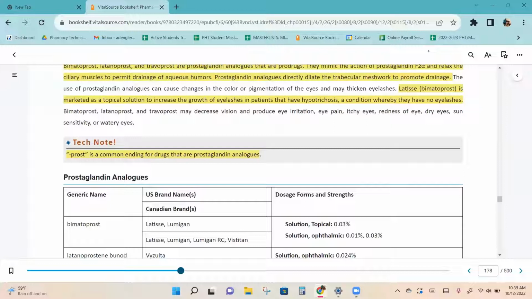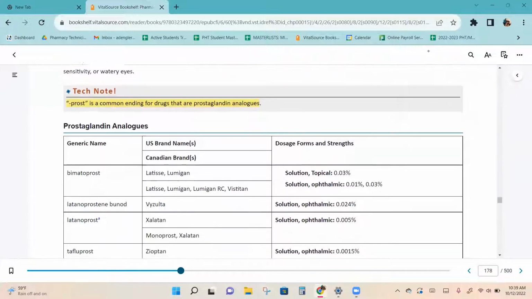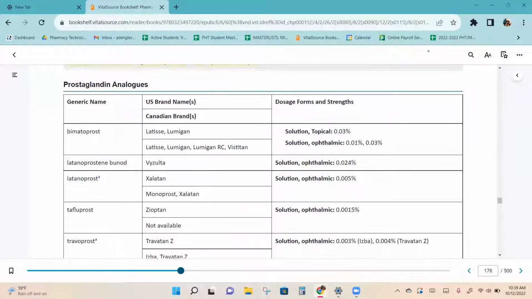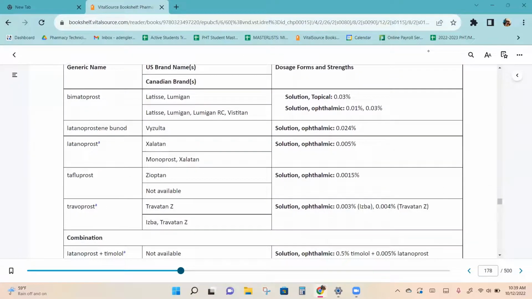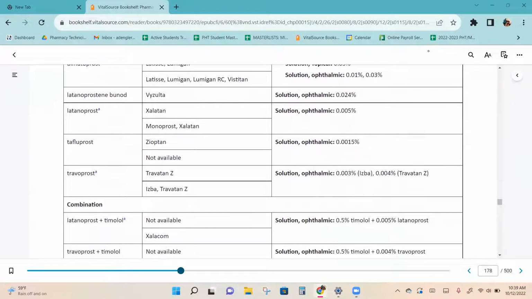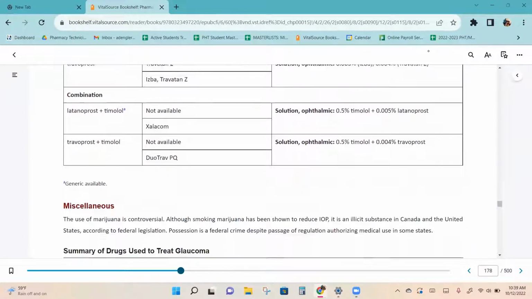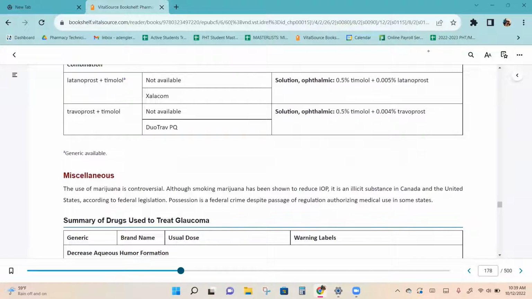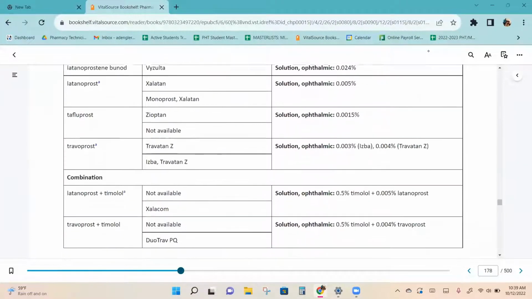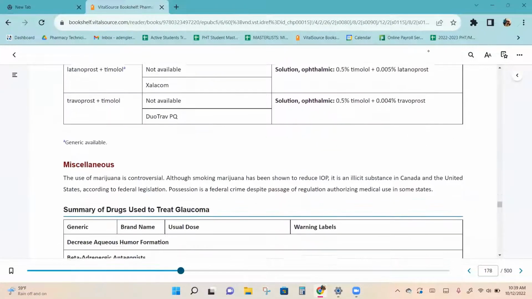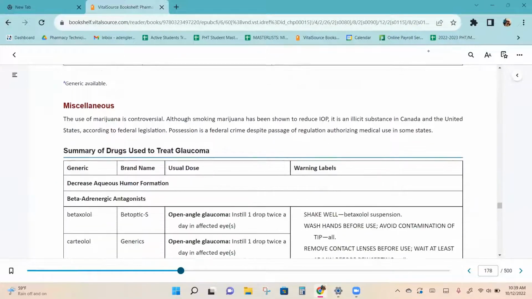Latisse is marketed as a topical solution to increase the growth of eyelashes in patients that have hypotrichosis, a condition where they have no eyelashes. And "prost" is the common ending for drugs that are prostaglandin analogs. So all of those are available in an ophthalmic solution. And then we have the combination drugs with the prostaglandin analogs and the beta blocker timolol in a dual eye drop.